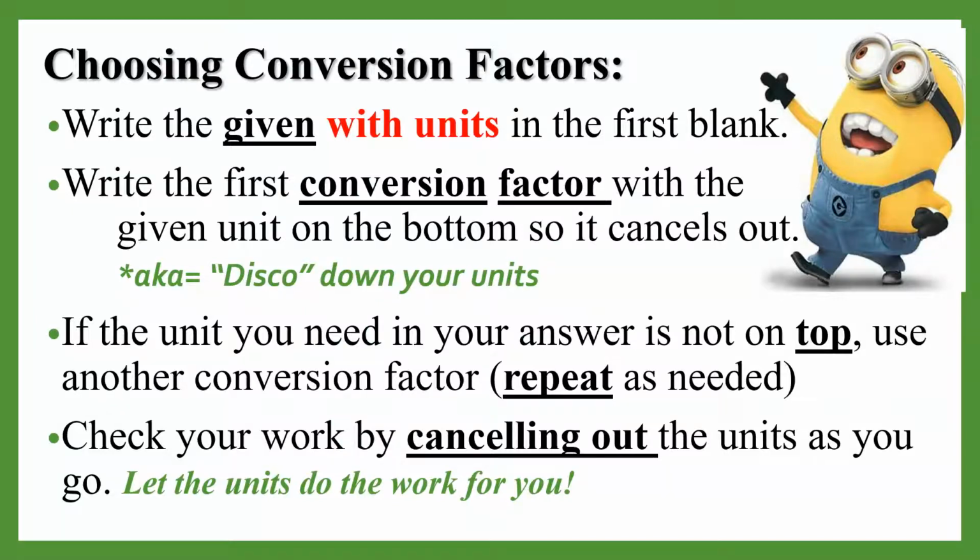Alright, so here's how we're going to choose our conversion factor. First, write the given with units. You have to write those units in your first blank. Then you're going to write the first conversion factor with the given unit on the bottom so it cancels out. We call this discoing down.